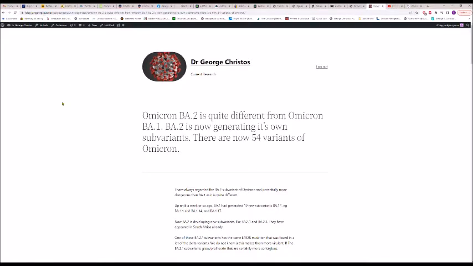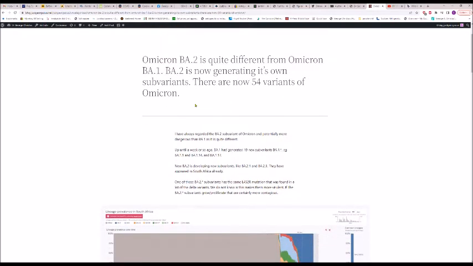Okay, most of the subvariants of Omicron up until a couple of days ago were around BA.1, which was the most prevalent Omicron subvariant that basically swept the world. Now, BA.2 is actually sweeping the world as well.